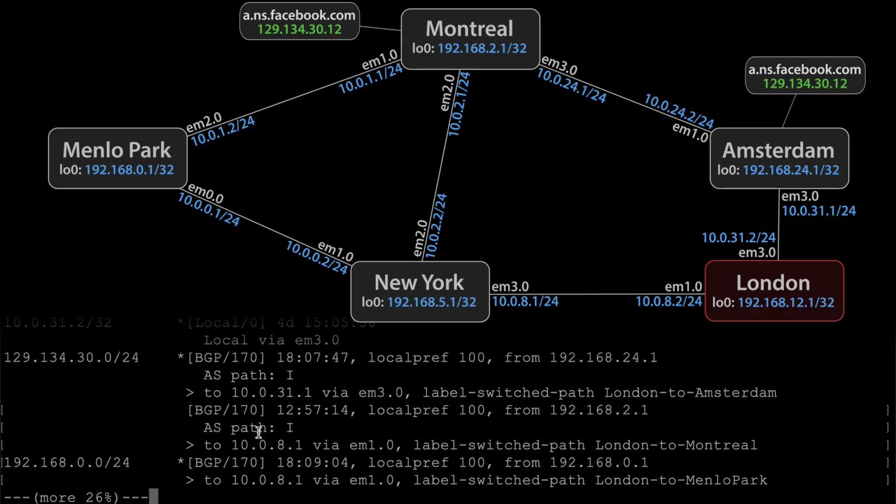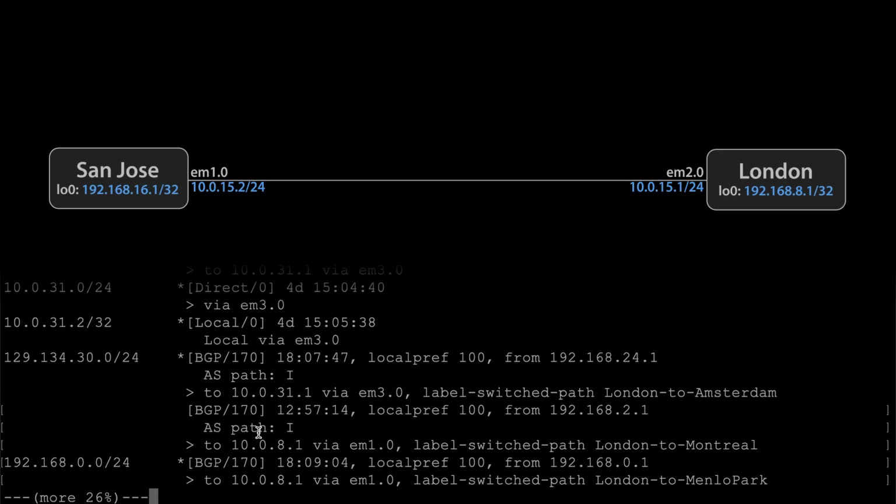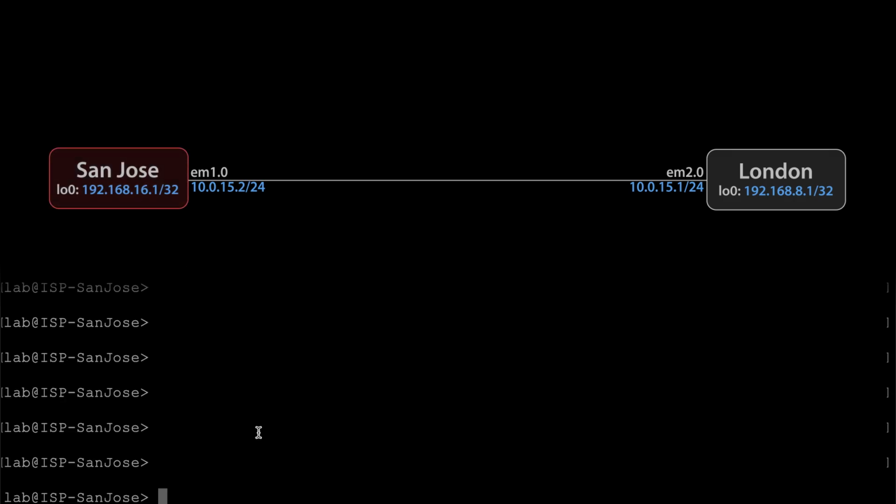So that's a mockup of Facebook's network, but I also created a mockup of my ISP's network. And in this case, this one's a lot simpler. I just have a router in San Jose near me, and then another router in London, for example. But you can imagine that this ISP might also have routers all over the world. But I'm a customer of this ISP, so my house is connected to their router here in San Jose. So I've mocked that up.